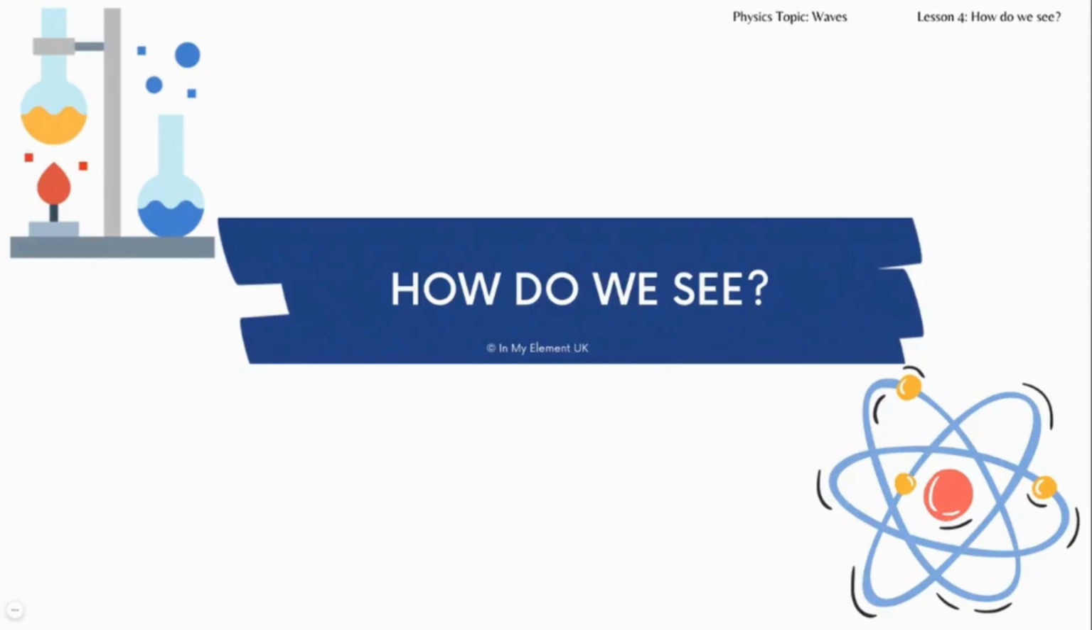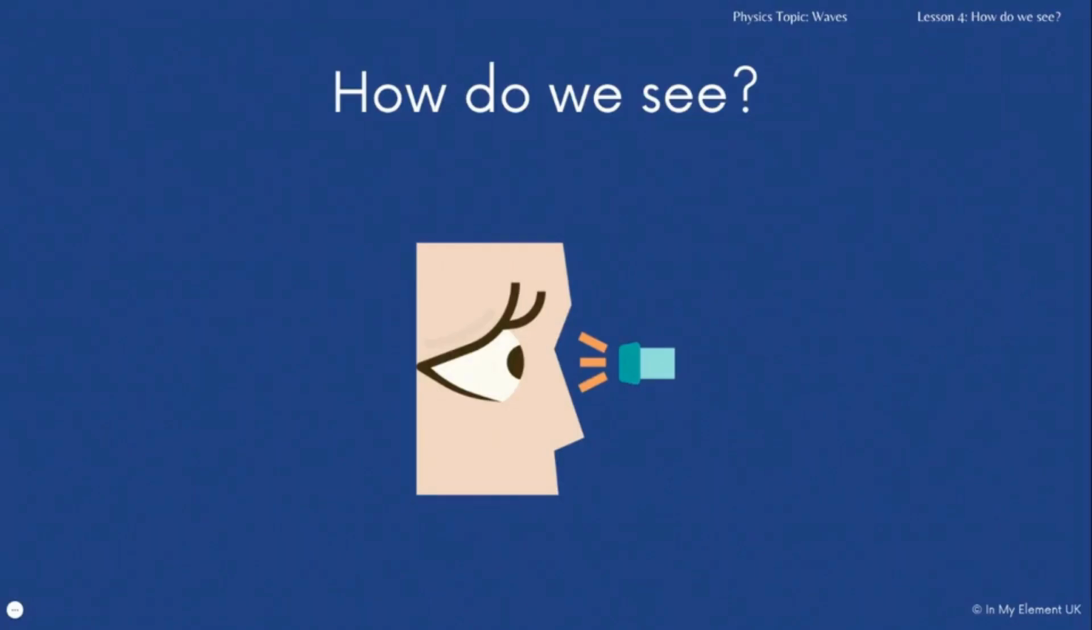Hello and welcome to the physics topic waves, lesson 4, how do we see? So this picture shows light being shone into a person's eye. We are able to see because light will reflect off dull objects into our eyes and that illuminates them for us.